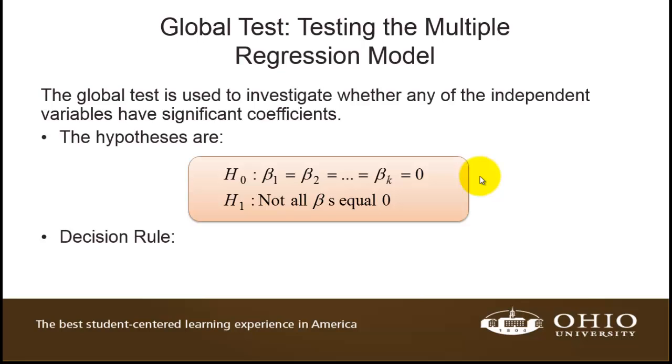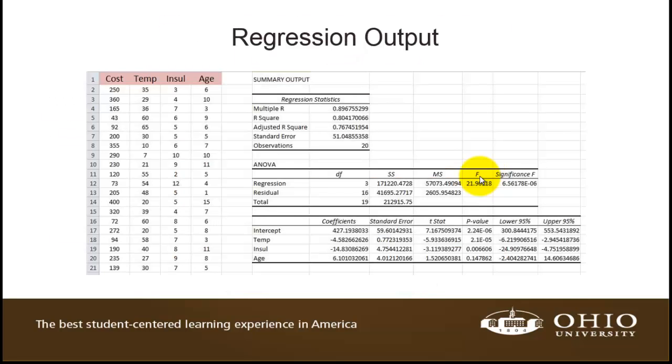The alternate hypothesis is that not all of the coefficients are 0, which means at least one is not 0, or another way of saying that is that at least one of the independent variables is significantly related to the dependent variable. Now the problem here is we know that at least one is related, we just don't know which one. So we'll have to do further testing to determine that. And as I said before, the decision rule is the F test. That would be the global test, and we're going to take a look at that right now.